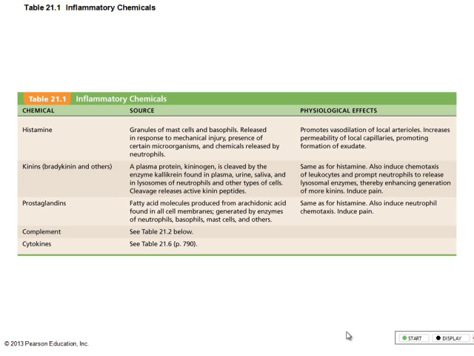So, on page 770, there's 2 tables that give us a nice overview of some of the different inflammatory chemicals and some of the body's innate body defenses. What's innate? Non-specific. So it goes through some of the different innate defenses, those first-line defenses.